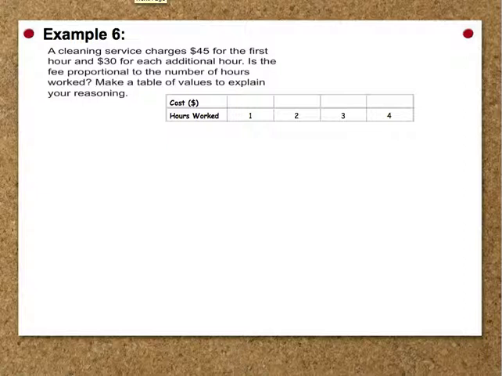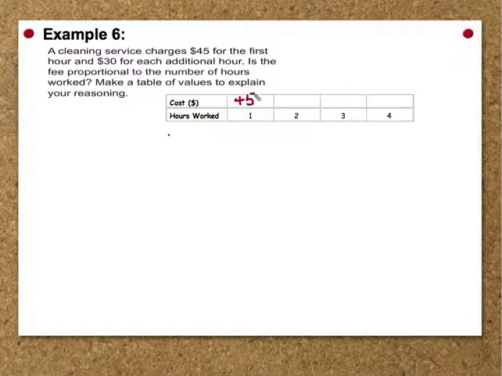Let's look at a last example. It says, a cleaning service charges $45 for the first hour and $30 for each additional hour. Is the fee proportional to the number of hours worked? Make a table of values to explain your reasoning. Well, we know that for 1 hour worked, it's $45 for the first hour, right? So that's the first hour, so we're going to say that's 45.